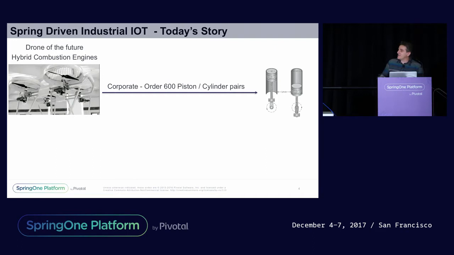In our story, what we're going to be showing is how we can make sure that we have exact custom parts. In this particular example, with our combustion engine drones, we're going to be showing the example of pistons and cylinders.